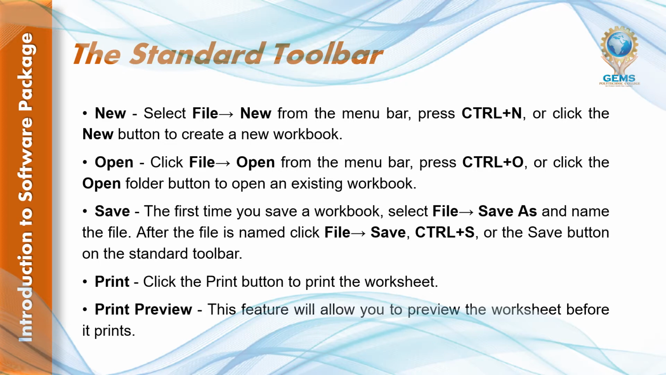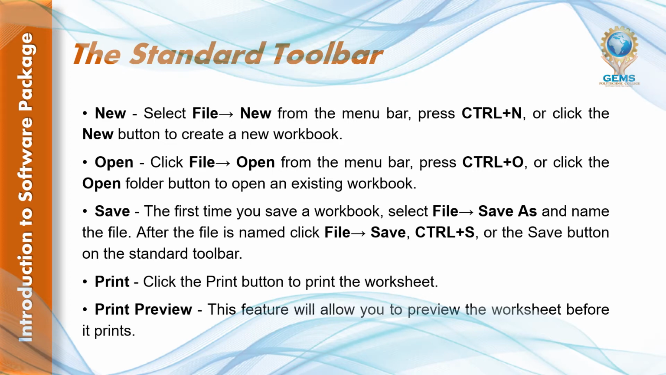And what is the use of open? Click the open folder button to open an existing workbook. What is the shortcut key? Control plus O. Or you can go to the File menu and click Open. So you can open the existing workbook.